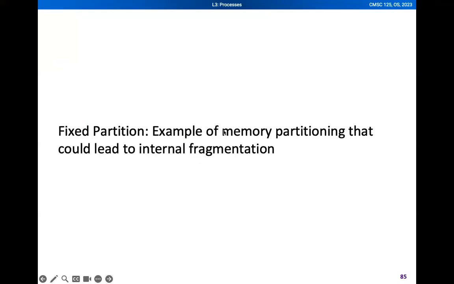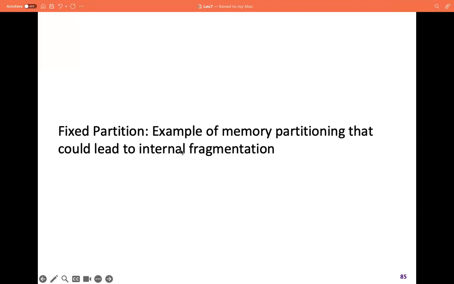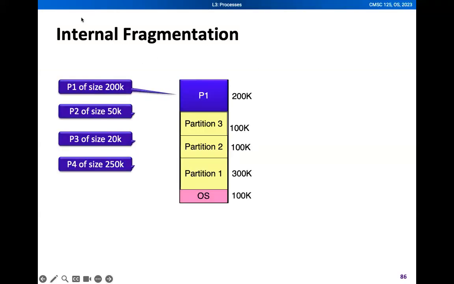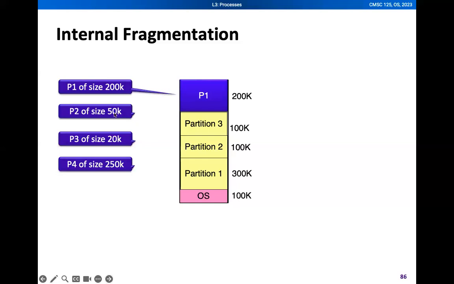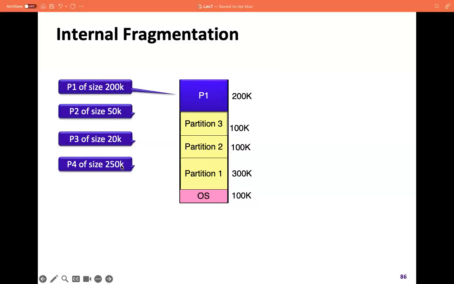Okay, so let us have an example. Fixed partition is an example of memory partitioning that could lead to internal fragmentation. I have already given you the explanation of fixed partition in the previous video, so you can just go back to that. Assuming that we have these four processes, P1, P2, P3, and then P4 in this order of arrival, with these specific sizes 200K, 50K, 20K, and 250K. And we are going to be allocating them in this memory with these four partitions.